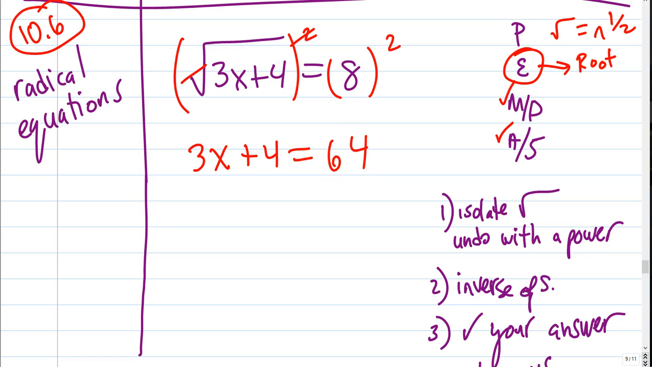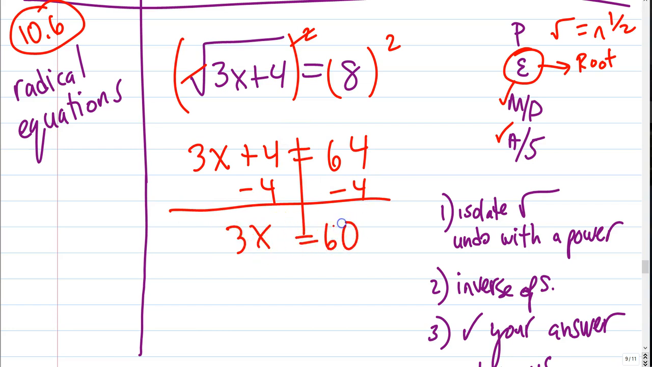See, this is way more power than we had in the last section, where we had to multiply top and bottom just to deal with radicals. Here, I'm dealing with an equation, which means I can do anything, including squaring both sides. So at this point, inverse operations: we undo the adding by subtracting. So 3x equals 60, dividing by 3, x must be 20.